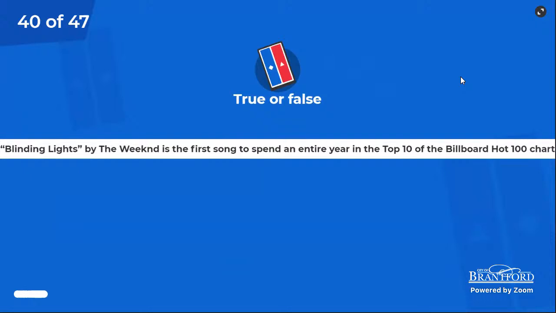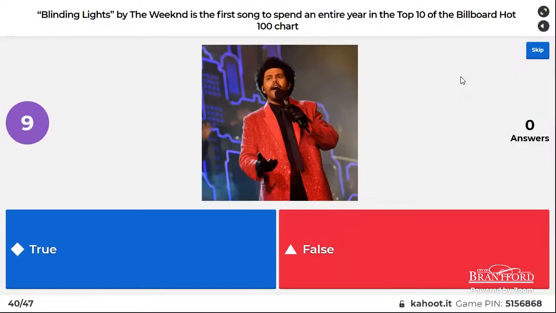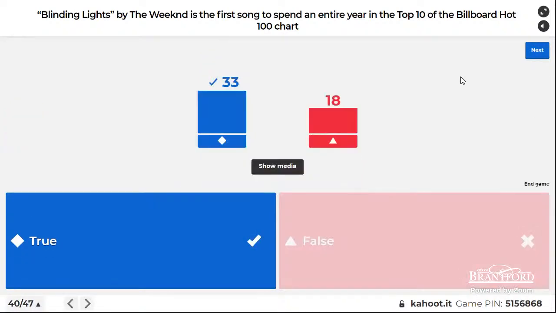Next question. Blinding Lights by The Weeknd is the first song to spend an entire year in the top 10 of the Billboard Hot 100 chart. It is absolutely true. Certainly a big hit by The Weeknd. It did spend quite a long time on the Billboard Hot 100 chart. And unfortunately, despite this, his album, which is fantastic, did not get nominated for Grammys, which is a shame, but did win quite a few Junos, as I understand.